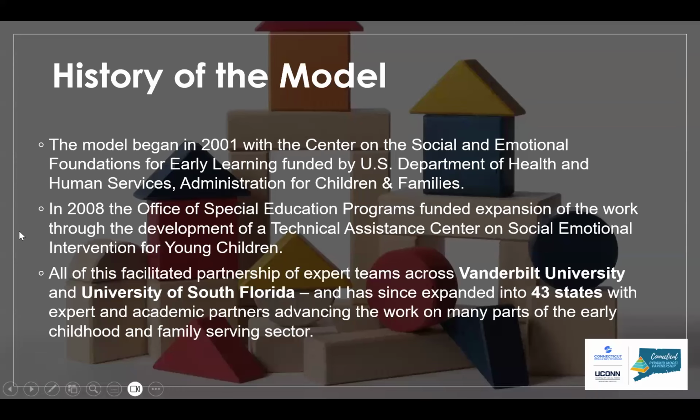A little bit of background around the model. So the model began with federal funding in 2001 with the Center on the Social Emotional Foundations for Early Learning. It used to be called CSEFL. The funding came from braided funding from the U.S. Department of Health and Human Services, as well as the Administration for Children and Families. In 2008, the Office of Special Education Programs funded expansion of the work through the development of the Technical Assistance Center on Social and Emotional Interventions for Young Children, used to be called TACSEI.